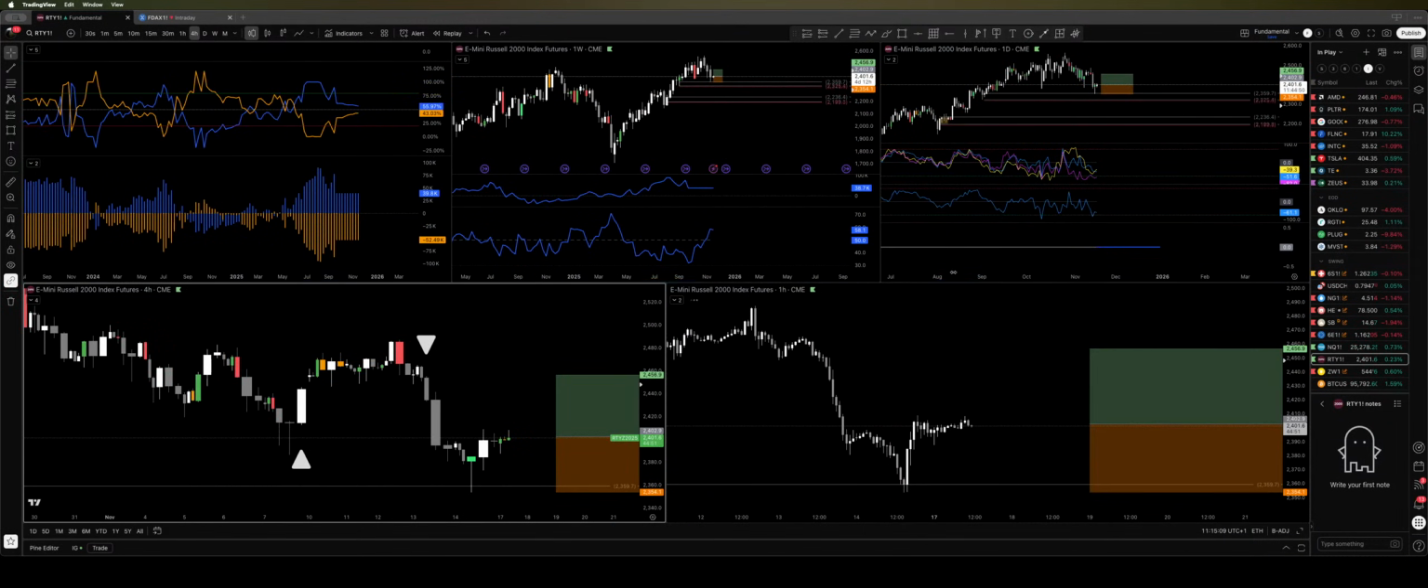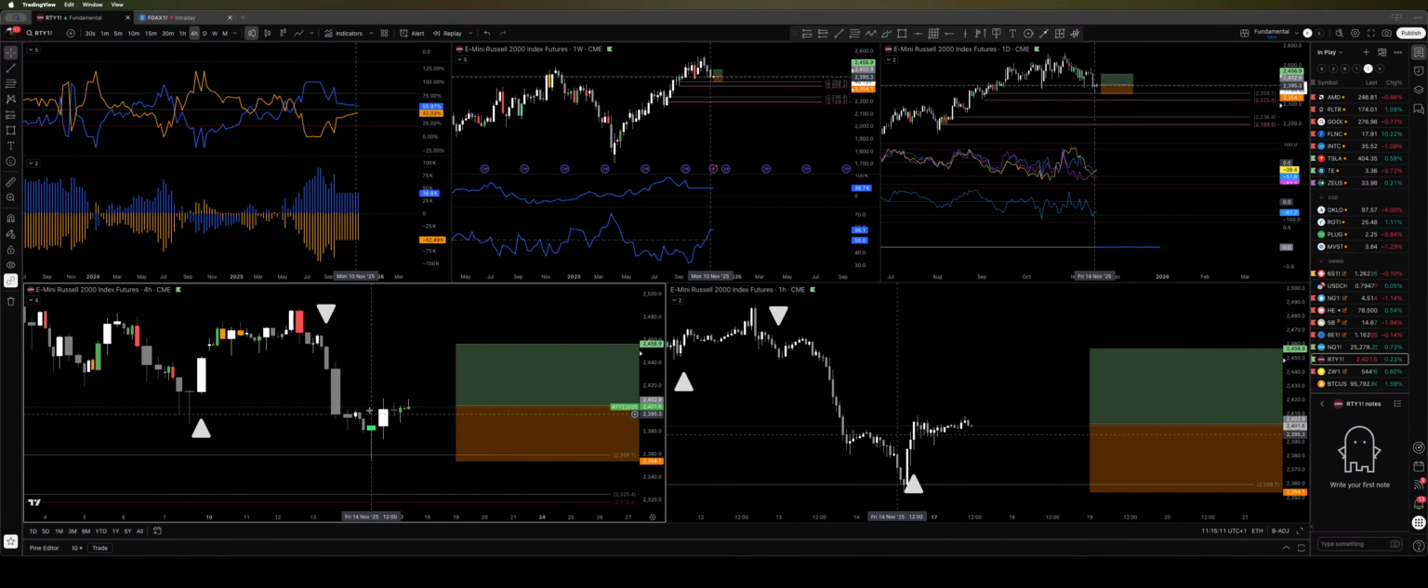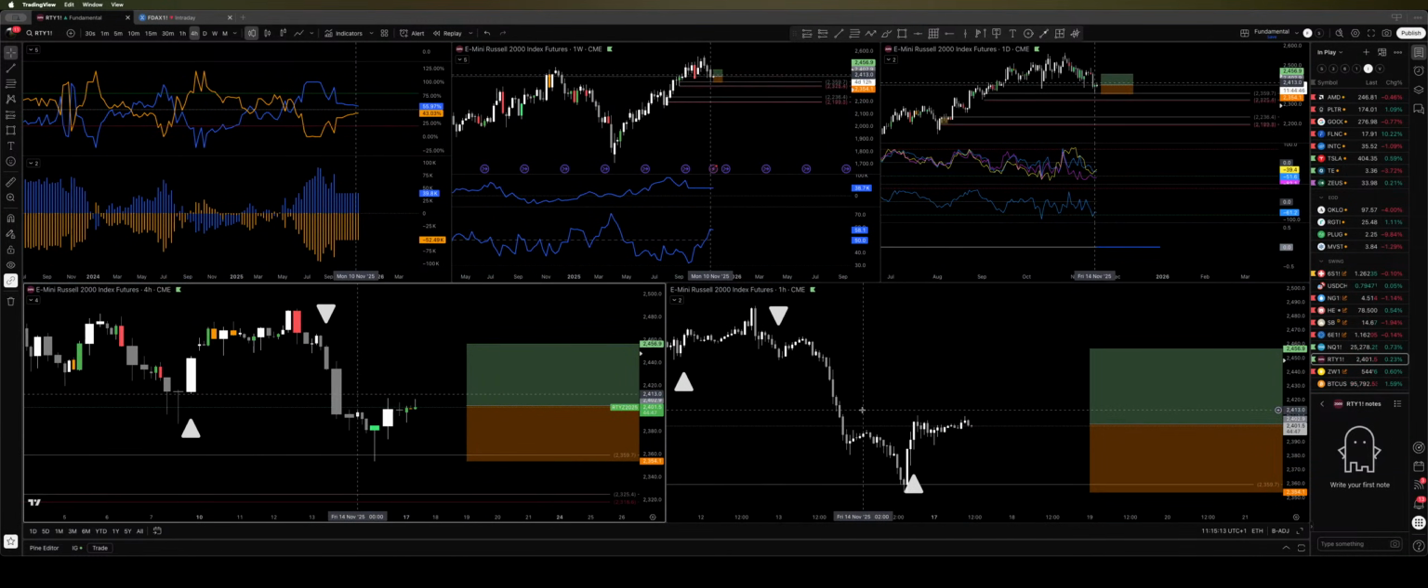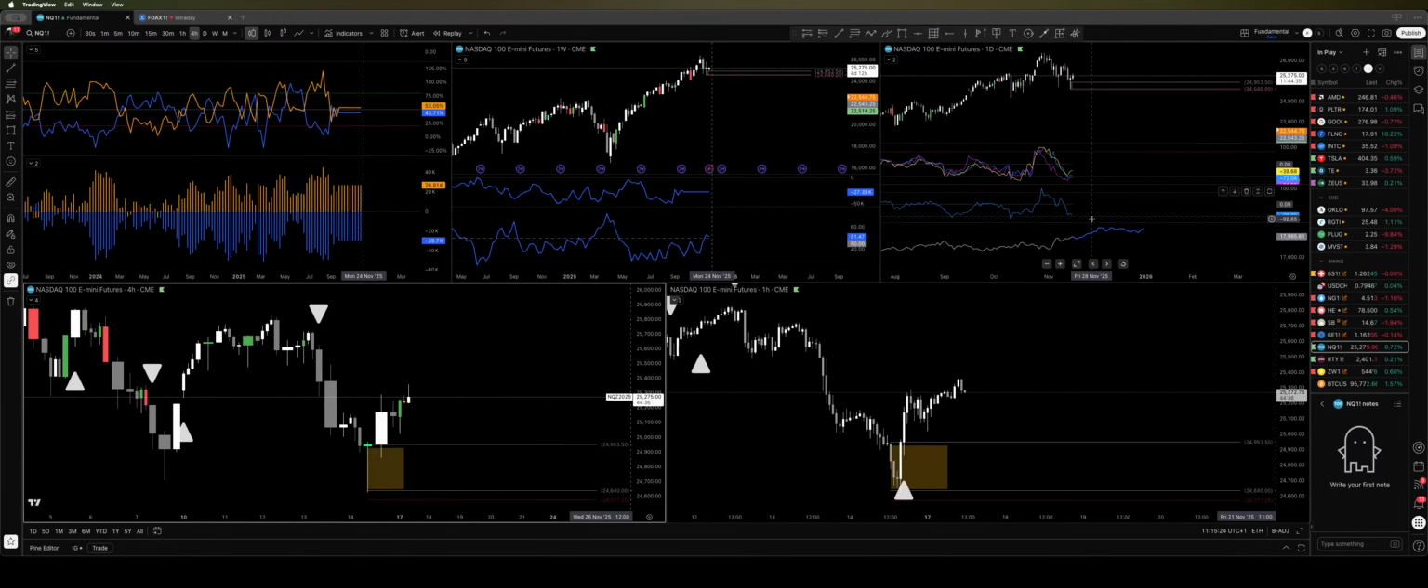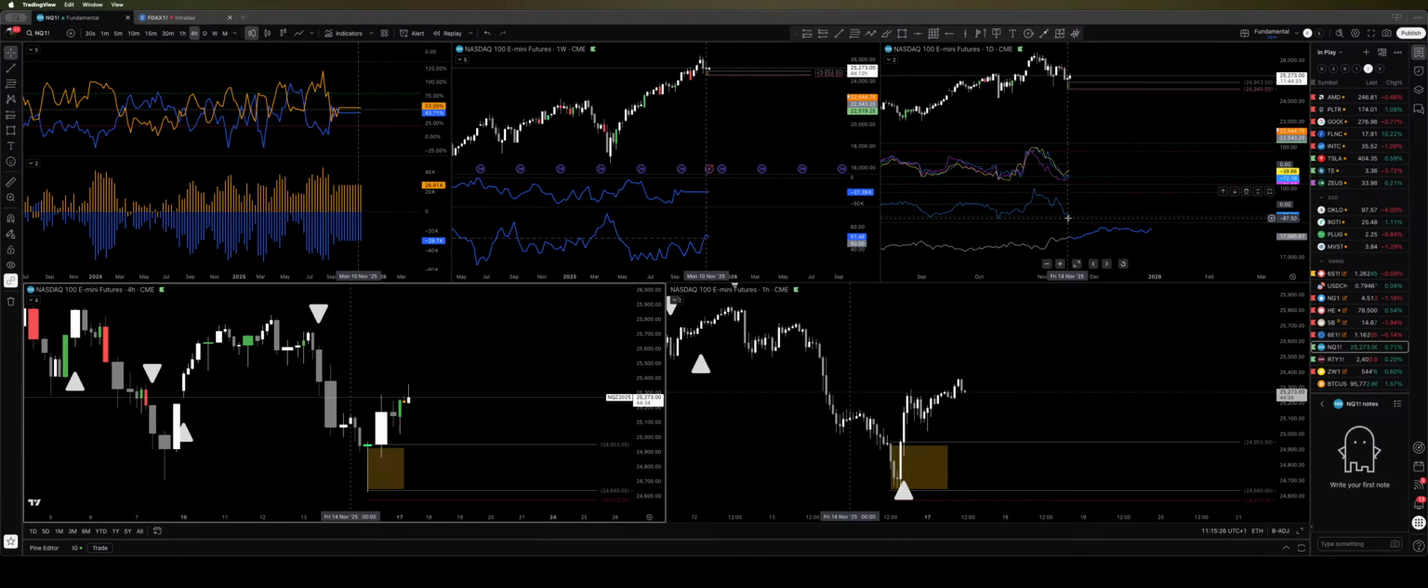On the Russell, same trade. You see it here, same trade. Don't have to overcomplicate things here. The thing on the Russell is we were undervalued already. That's good. We didn't have that on the NQ. It was very close, so that's okay. But yeah, that's basically it. The other things are not quite that good.